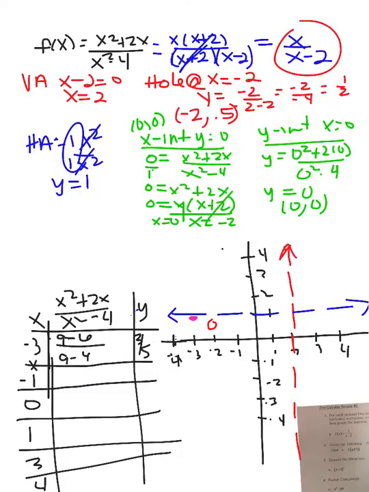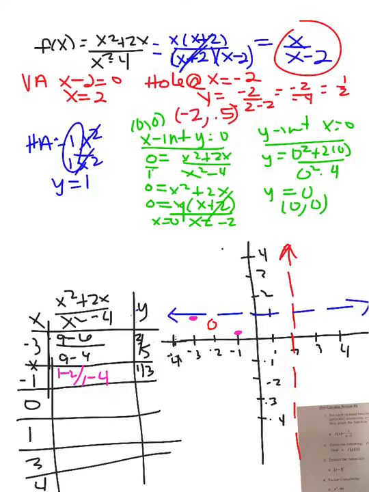All right, so at negative 1, I have negative 1 squared is 1. 2 times negative 1 is negative 2. Over negative 1 squared is 1 minus 4. So 1 minus 2 is negative 1 over 1 minus 4, which is negative 3. So it's positive 1/3. So I have here negative 1 and 1/3, which is about 0.3.